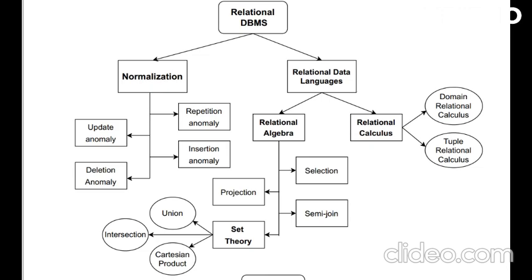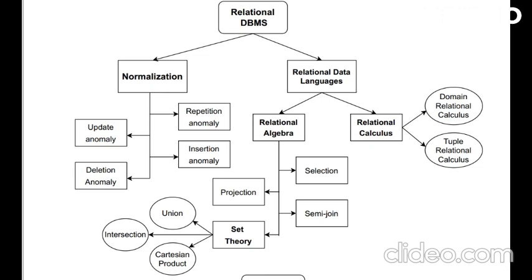The repetition anomaly refers to the unnecessary redundancy of certain information. The update anomaly implies that data modifications can become challenging due to repeated data insertion. Insertion anomaly suggests potential challenges in adding new data to the database. Conversely, deletion anomaly signifies the inverse of insertion.